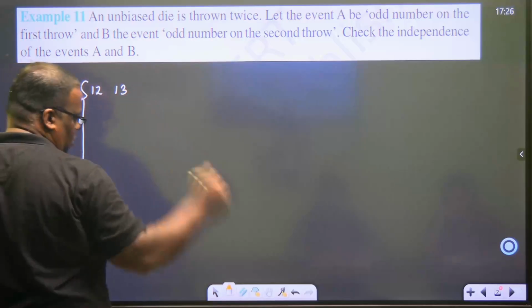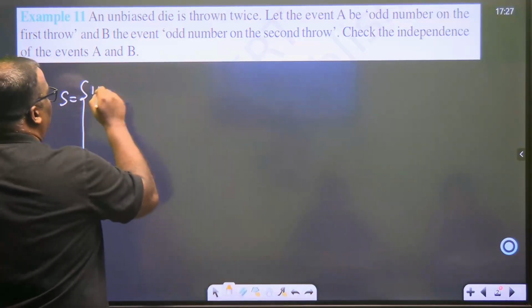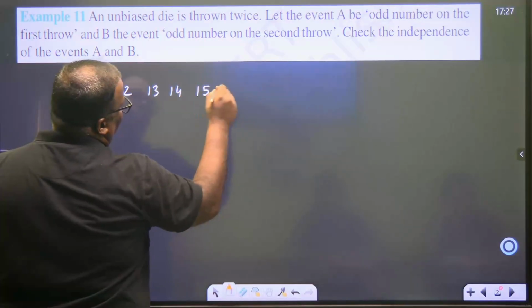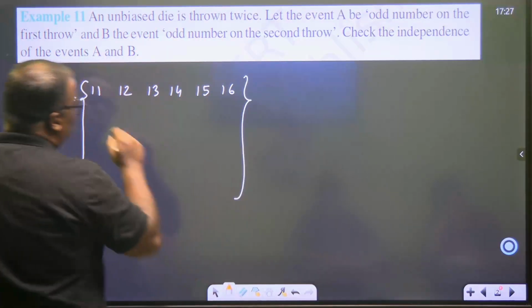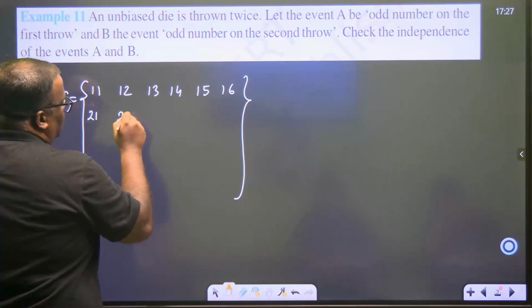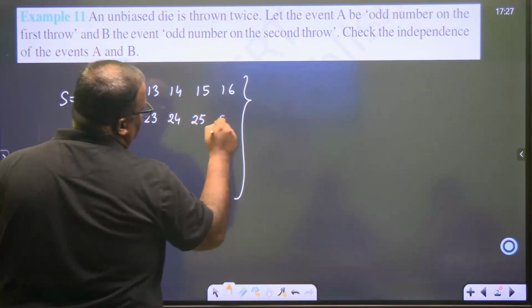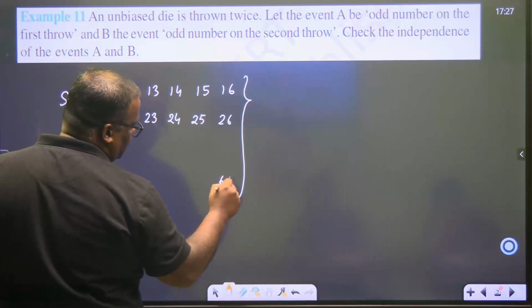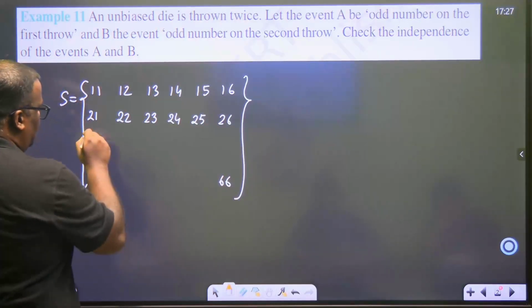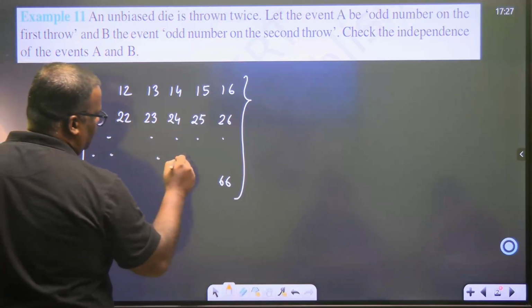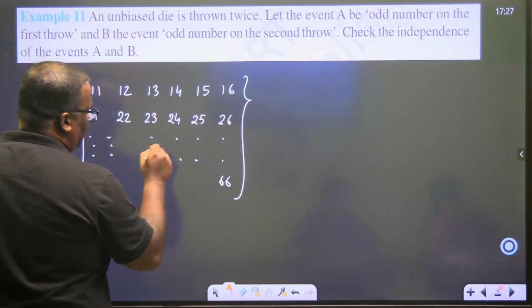1 2. 1 1, 1 2, 1 3, 1 4, 1 5, 1 6. If I write two rows, you'll get the logic. 2 1, 2 2, 2 3, 2 4, 2 5, 2 6, and similarly we will have 6 6, we will have 6 1, and so on.